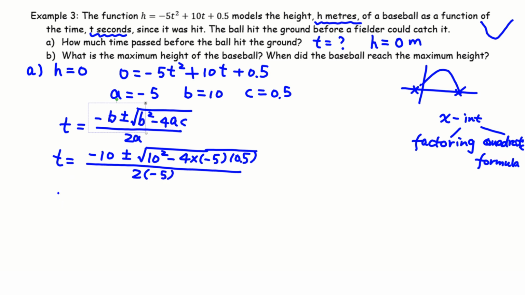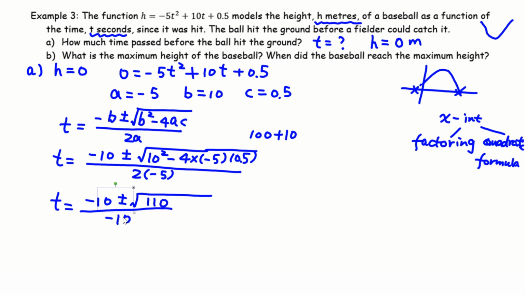Then we are going to get t equals negative 10 plus minus, do the calculation under the square root. So 10 squared, we have 100. Negative 4 times negative 5 gives you positive 20. 20 times 0.5 gives you positive 10. So we have 110 under the square root. Then 2 times negative 5 gives you negative 10.